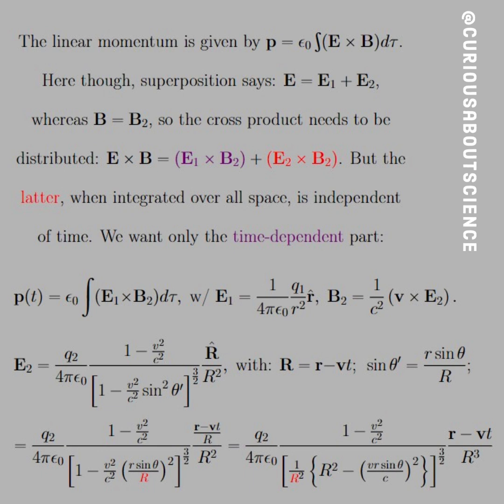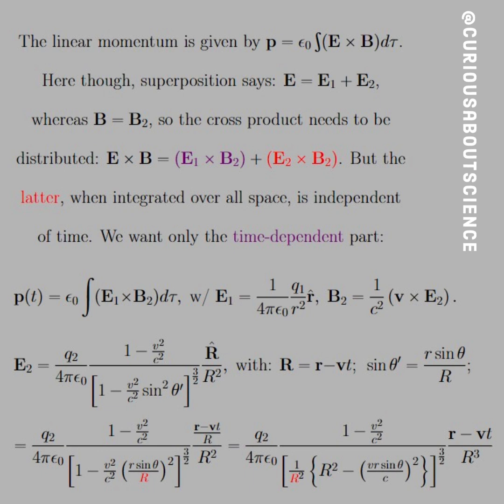But the latter term, which is in red, when integrated over all space, is independent of time, and we only want the time-dependent part. So we really don't care about what E2 and B2 do, because there's no time dependency there once integrated. Save ourselves a lot of work. The reason is that whenever we take the cross product, we get v cross (R cross vt), and splitting that cross product up with the BAC-CAB rule, since we have a static one there for the origin, that goes away. Then we're left with R cross R, which is 0. So that red term goes away, and all we're concerned with is E1 cross B2.